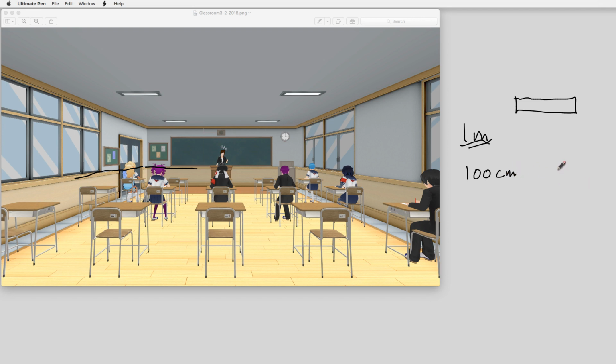So if you were getting an answer like 23 millimeters, then you're reading your measuring device incorrectly. 23 centimeters would still not be in the right ballpark, so something's going wrong there. 230 centimeters, all of these would not be appropriate. We're expecting our benchmark to be 100 centimeters, and then you could get a more accurate answer using your tape measure or your meter stick.